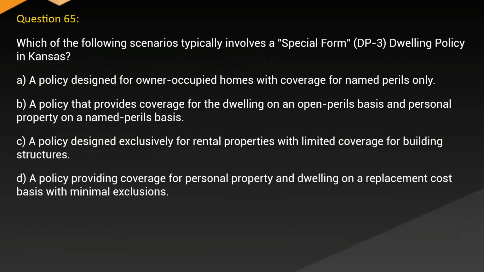Question 65. Which of the following scenarios typically involves a special Form DP3 dwelling policy in Kansas? A. A policy designed for owner-occupied homes with coverage for named perils only. B. The policy that provides coverage for the dwelling on an open perils basis and personal property on a named perils basis. C. A policy designed exclusively for rental properties with limited coverage for building structures. D. A policy providing coverage for personal property and dwelling on a replacement cost basis with minimal exclusions.